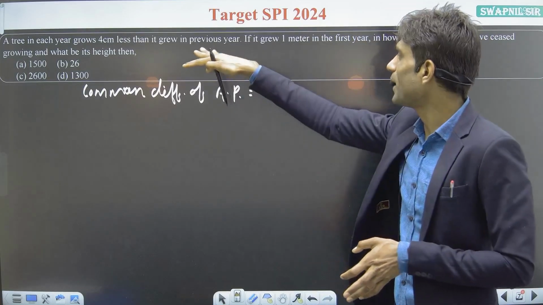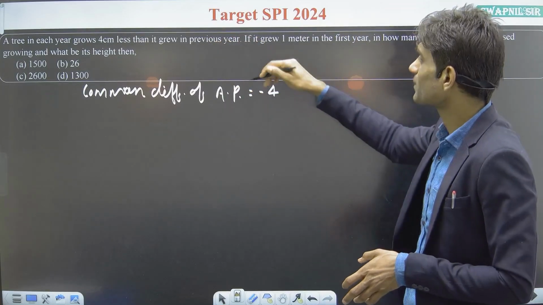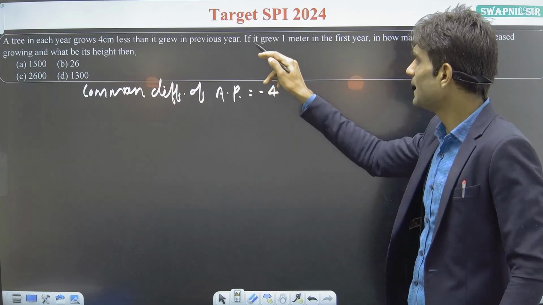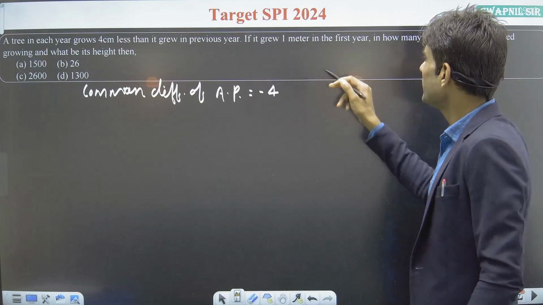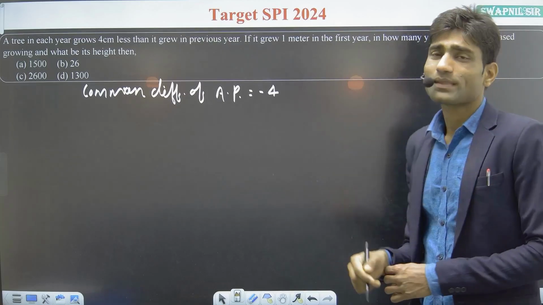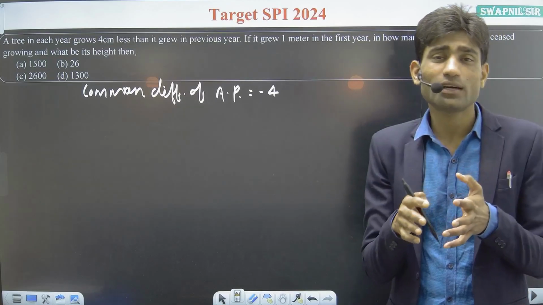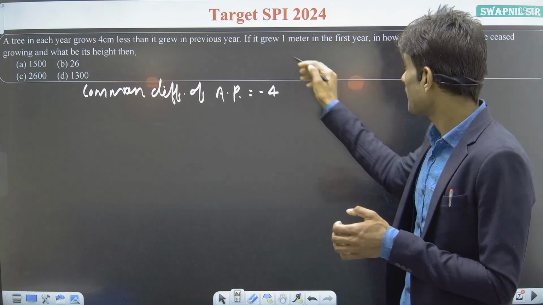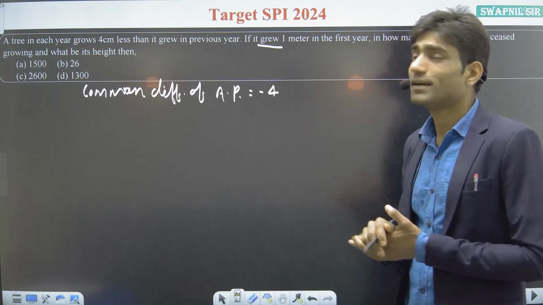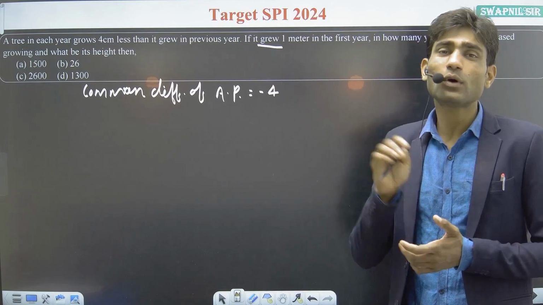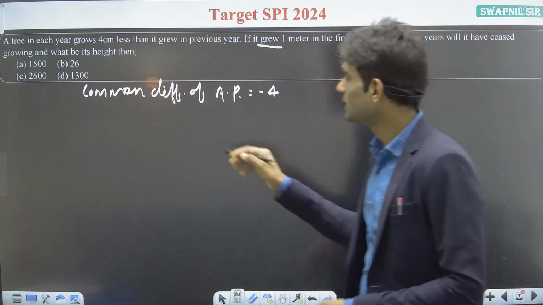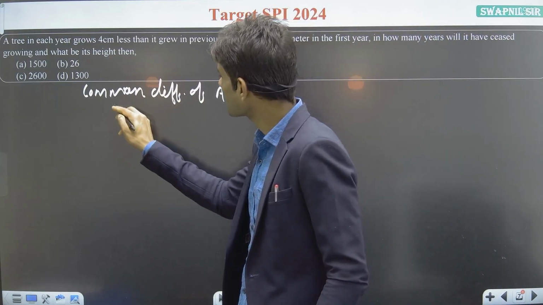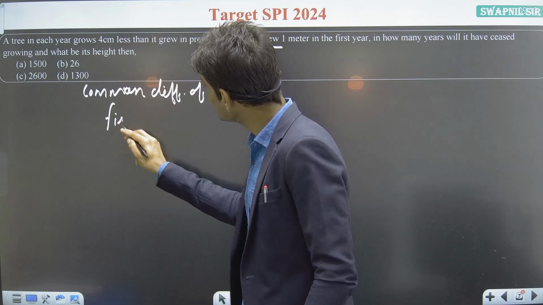This is the first part of the question. The next part says that if it grew 1 meter in the first year, that means in our first year the tree grew 1 meter here. That means the first term of our given arithmetic progression is 1 meter. What is the first term?